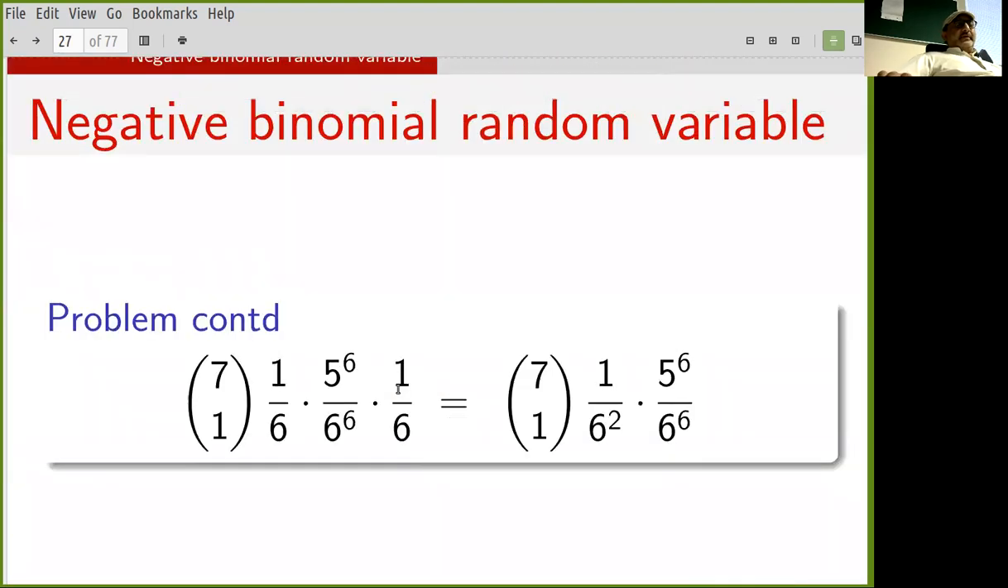Okay, so that is the example and the development of the negative binomial random variable. I think we go on to another important random variable in the next segment.